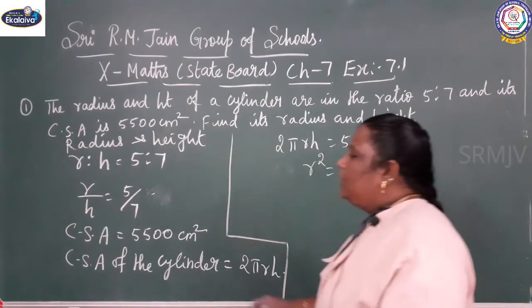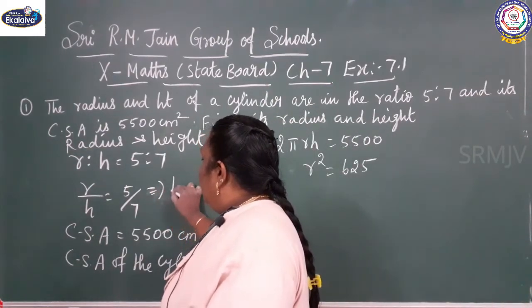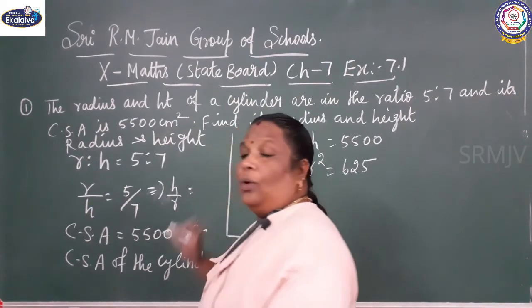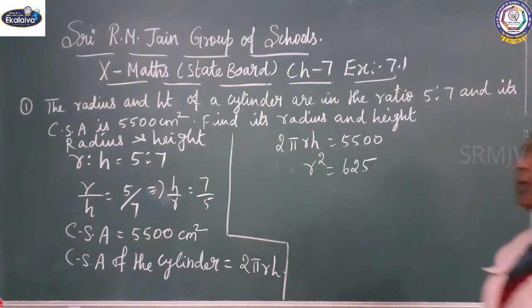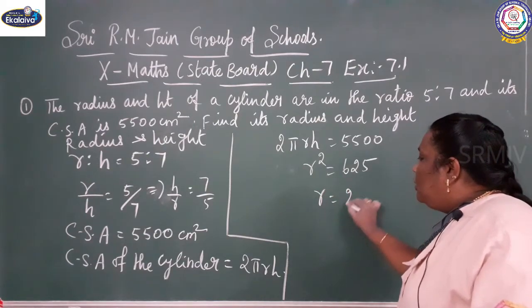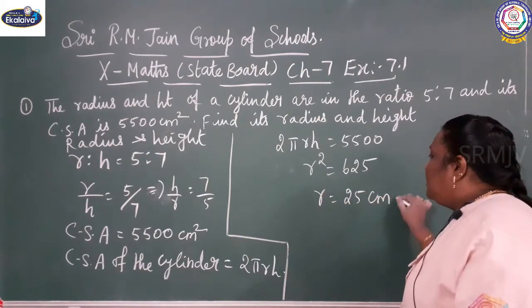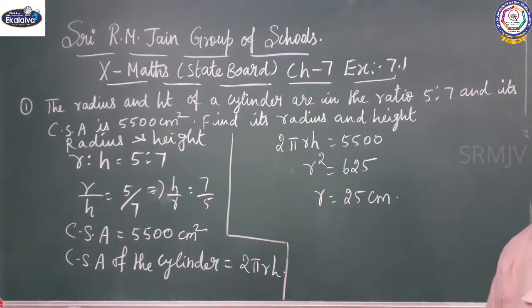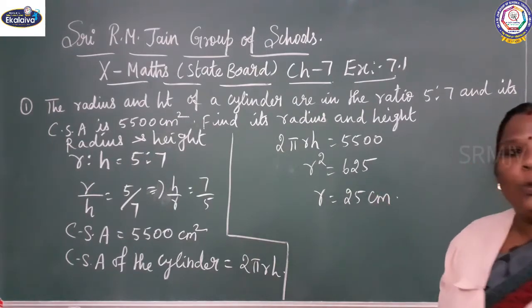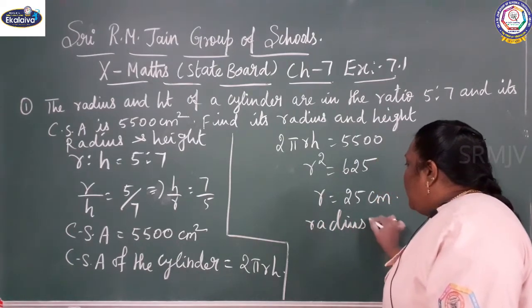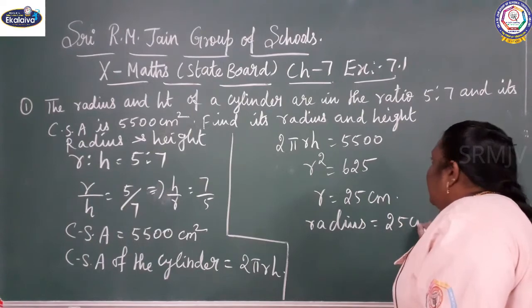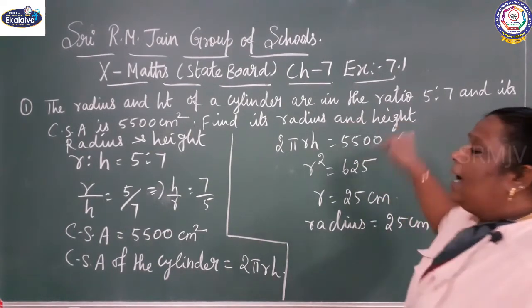You know very well the value of H by R equal to 7/5, and H equal to 7/5 R. R square equal to 625. R equal to 25 centimeter, plus or minus. We cannot take the negative value for radius, so take the positive value. Radius equal to 25 centimeter. You should find out the radius and height.